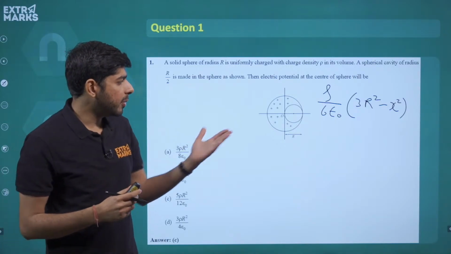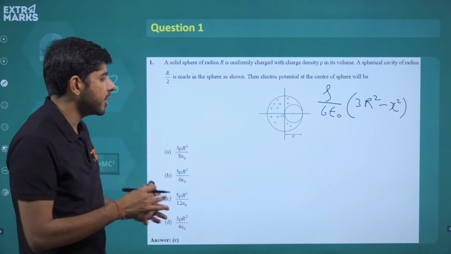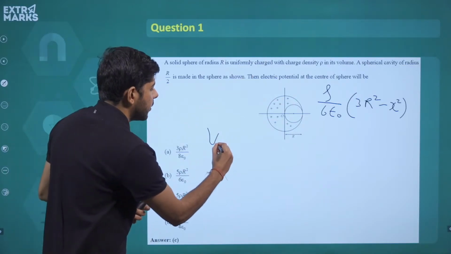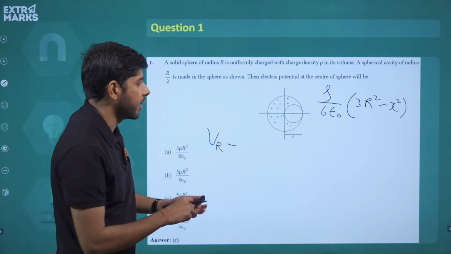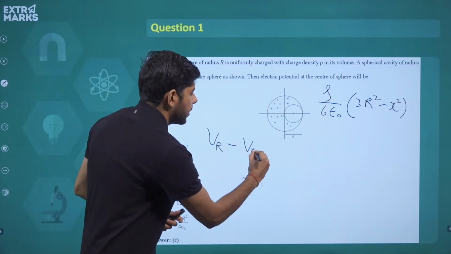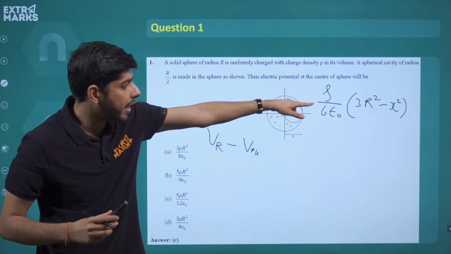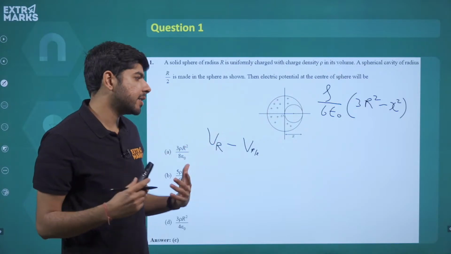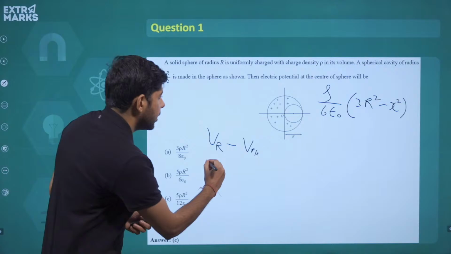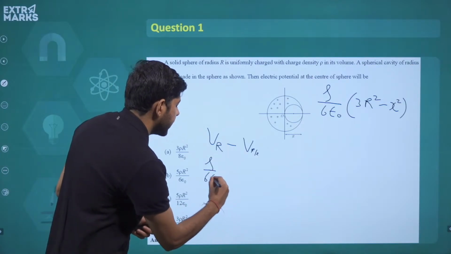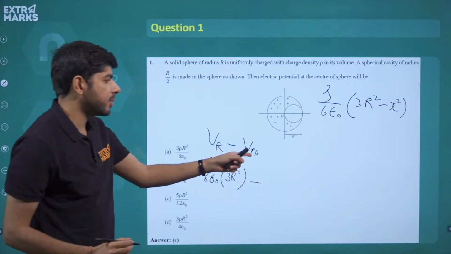Alright, so what we are going to do is find the potential due to the bigger sphere, let's call it V_R, and subtract the potential due to the smaller sphere, let's call it V_R by 2. So that is what we are going to get. How will you get V_R? x will be 0, of course, because x is the distance from the center, and for the bigger sphere x will be 0, so this will be rho by 6 epsilon naught times 3 r square. Alright, minus, so we have to subtract the potential due to the smaller sphere.